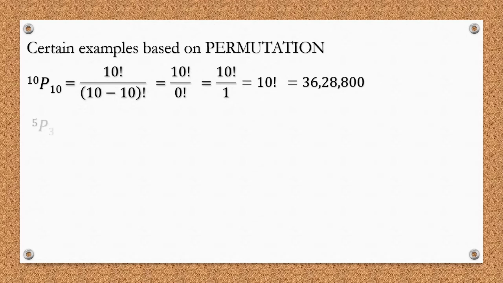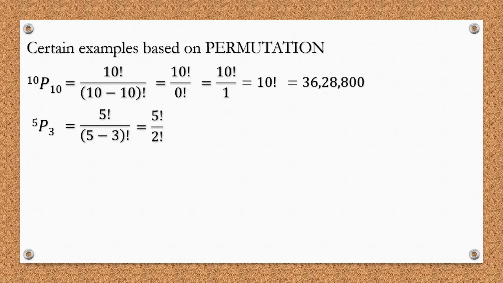36,28,800 options are there. Okay, 5p3, this means that 5 people are there and only 3 places for sitting are there. Okay, 5 people are there but only places are 3. So out of 5 we are only going to put 3 people in those places. So how are we going to do that? 5 factorial in the numerator, in the denominator 5 minus 3 factorial. So that is 5 factorial upon 2 factorial.